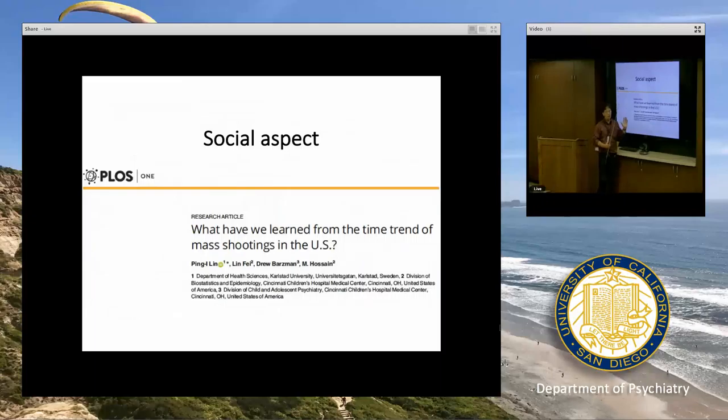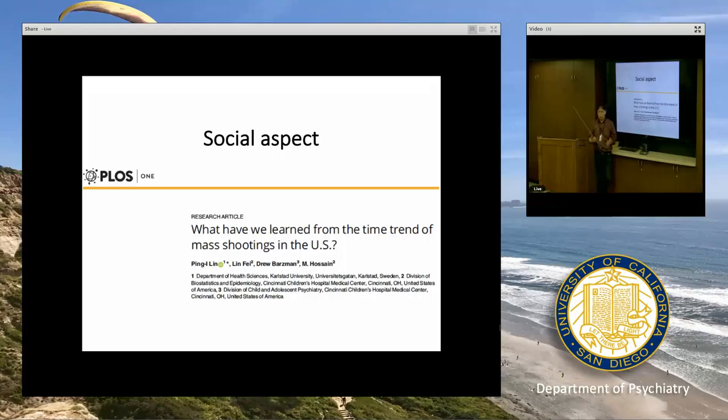So that was the second part, about the psychological aspect of aggression behavior. And the final part is the social aspect. We kind of shift gears, because now we're going to try to ask: can we use social population level data to identify some risk factors for aggression behavior?